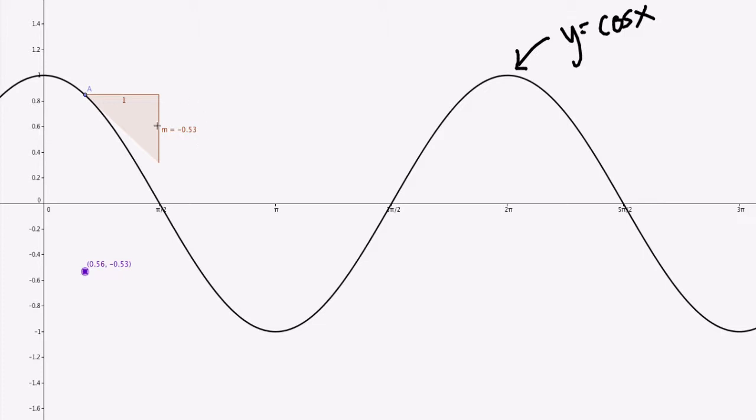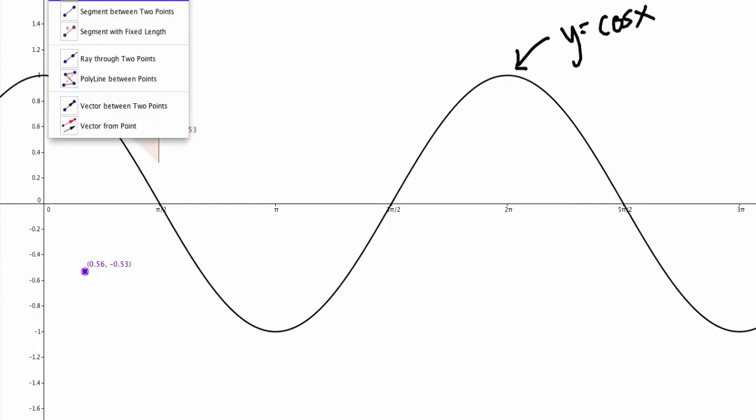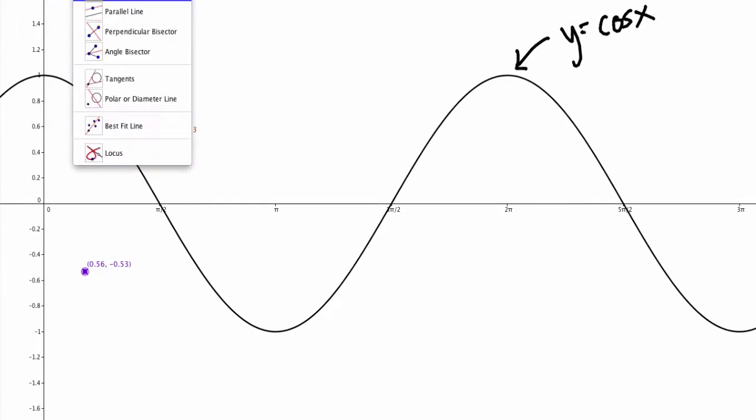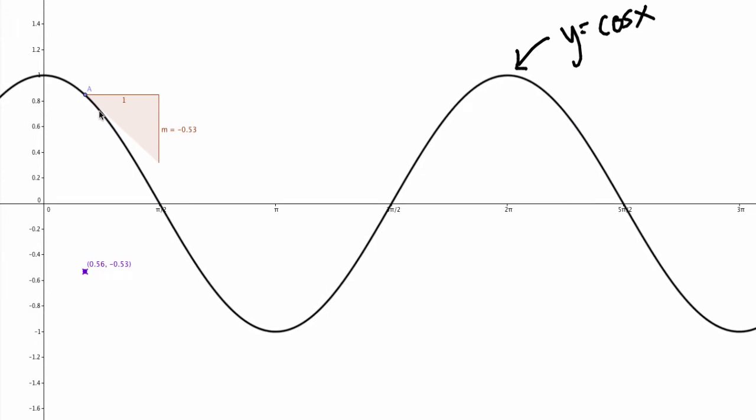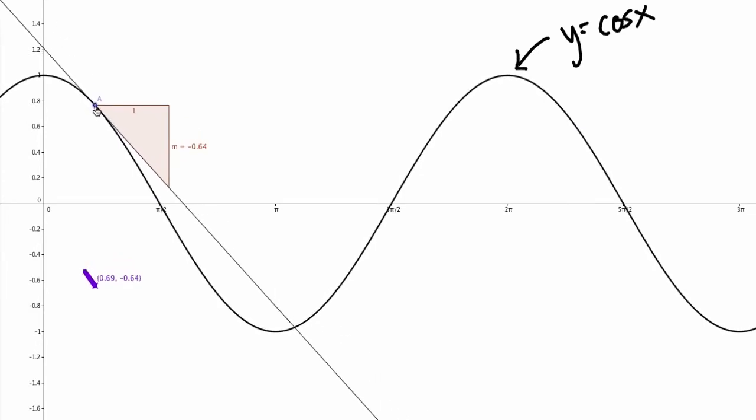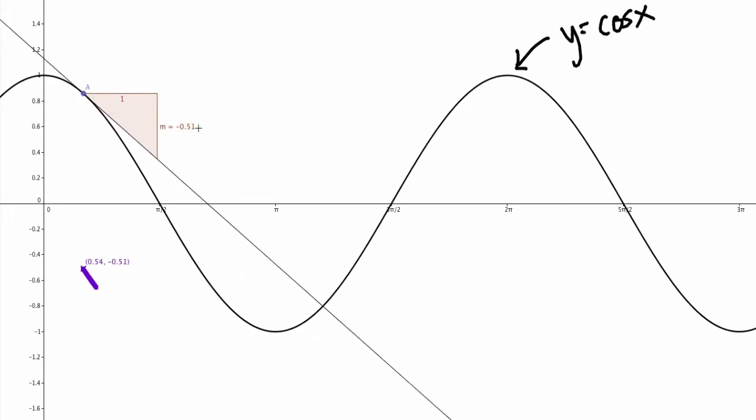So what we see here is this is the slope at this value, whatever that x value is. This negative 0.53 is the slope at that instantaneous tangent line. Not the best line I've ever drawn. But you can actually see here, so here's the instantaneous slope, right? And so at this x value, it's negative 0.51.